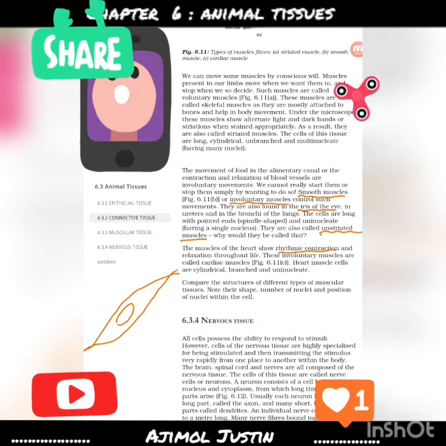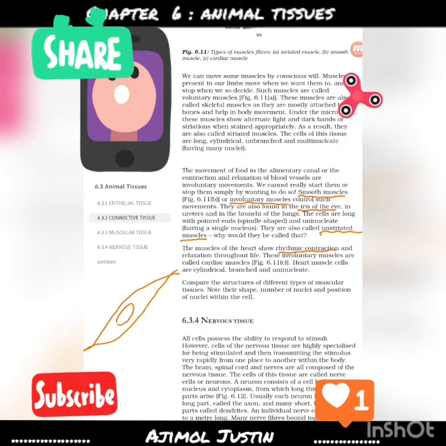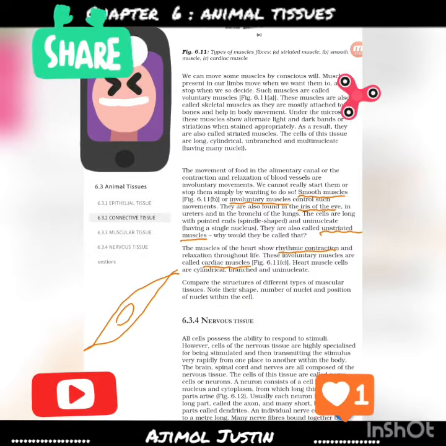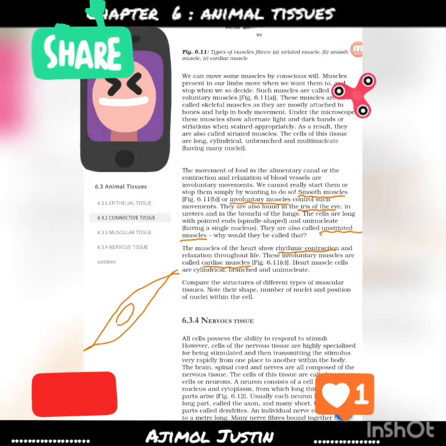Rhythmically, it contracts and relaxes throughout life. So these involuntary muscles are called cardiac muscles. They need continuous working, right? It cannot stop at any time. So this type of muscle is called cardiac muscle.